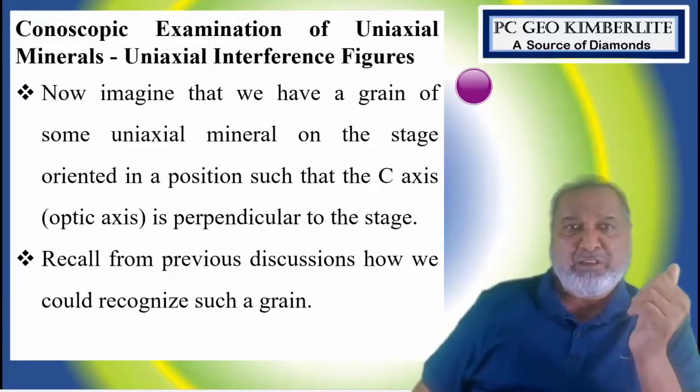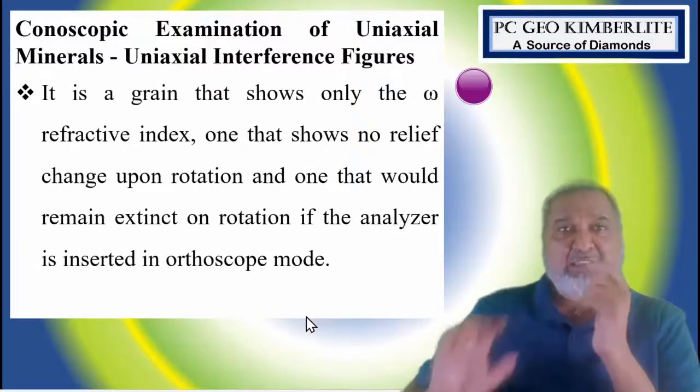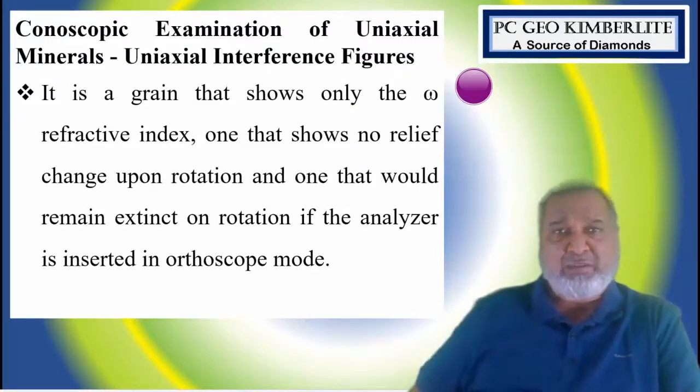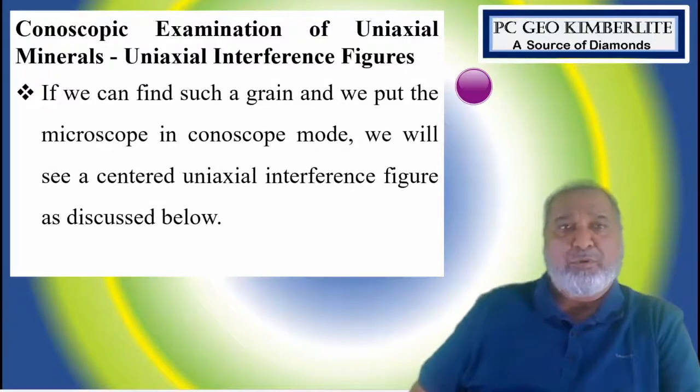Now imagine that we have a grain of some uniaxial mineral on the stage, oriented in a position such that the c optic axis is perpendicular to the stage. Recall from the previous discussion how we could recognize such a grain. It is a grain that shows only the omega refractive index. It shows no relief change upon rotation, and it would retain extinction on rotation if the analyzer is inserted in orthoscopic mode.